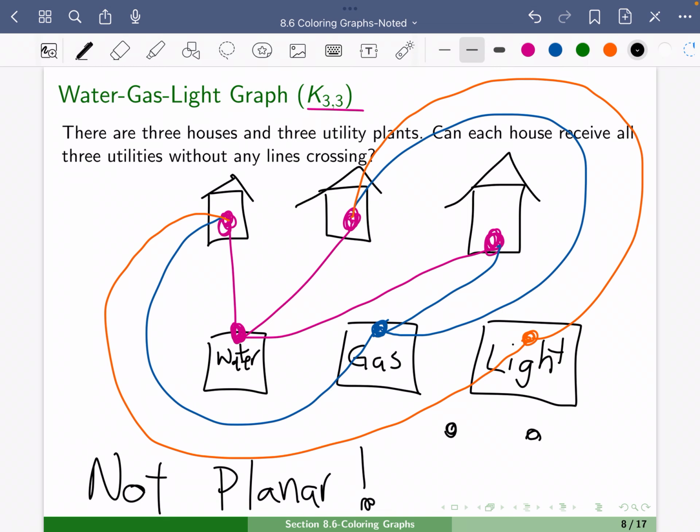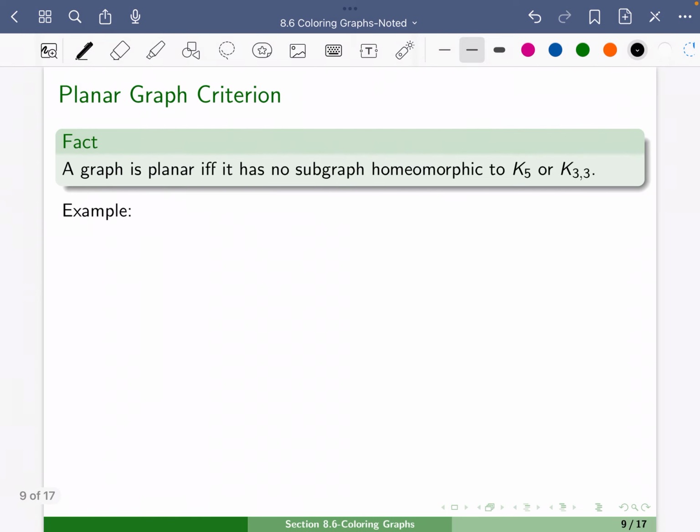And what that looks like here, a K33 in general, if you were to draw this without regard to crossings, this is how we often draw that K33. Just like that. Great.